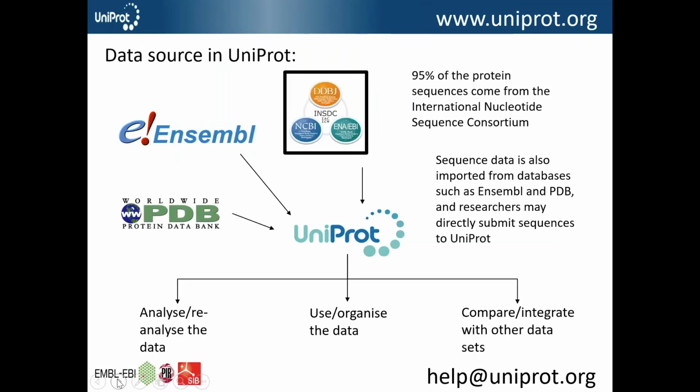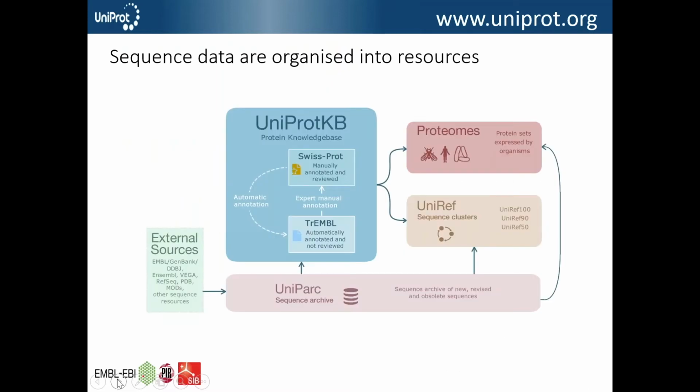So where does the data come from? The majority of our protein sequence data comes from the International Nucleotide Sequence Database Consortium. And so providing accurate protein sequence data is our primary objective. So we're always updating this and we're always getting an influx of new sequences. But sequence data may also be imported from databases such as Ensembl and PDB, and researchers can directly submit protein sequences to us as well. And so once we get this sequence data, we analyze it, we organize it, and the way in which we organize it is into resources.